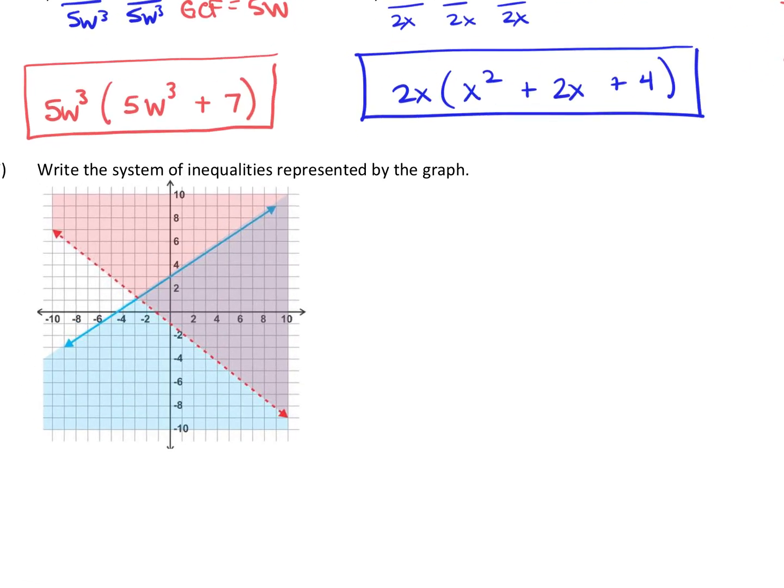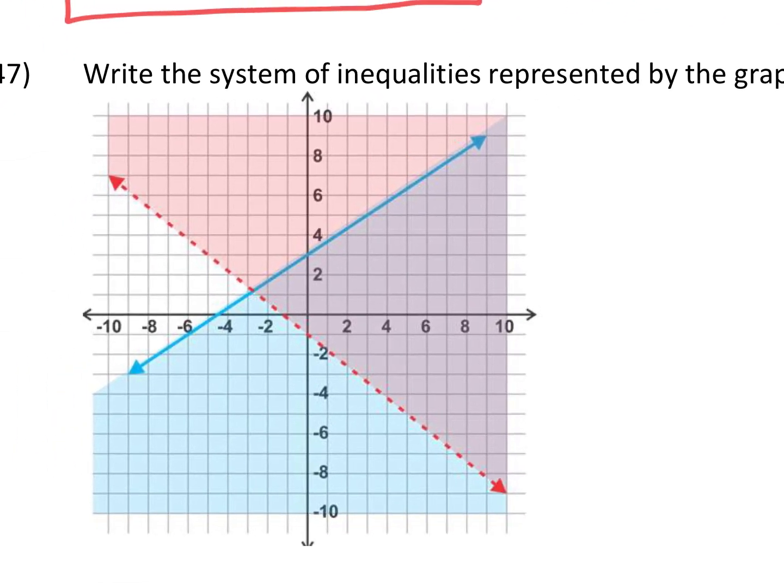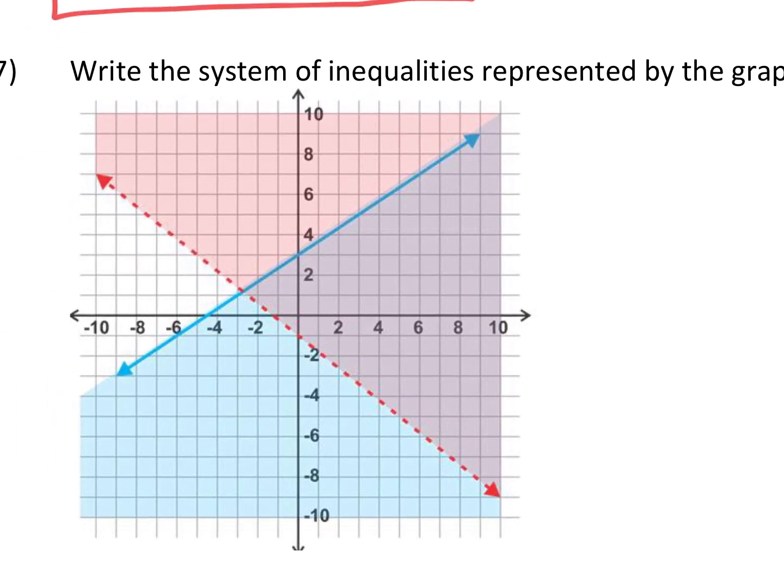So I'm going to see if I can just, there we go. That's what I want. Zoom in a little bit, right? Let's make this so you can see it. All right, I'm going to work with this line first, this blue line. So it's easy for me to spot the y-intercept. I can see it's crossing the y-axis at 3.